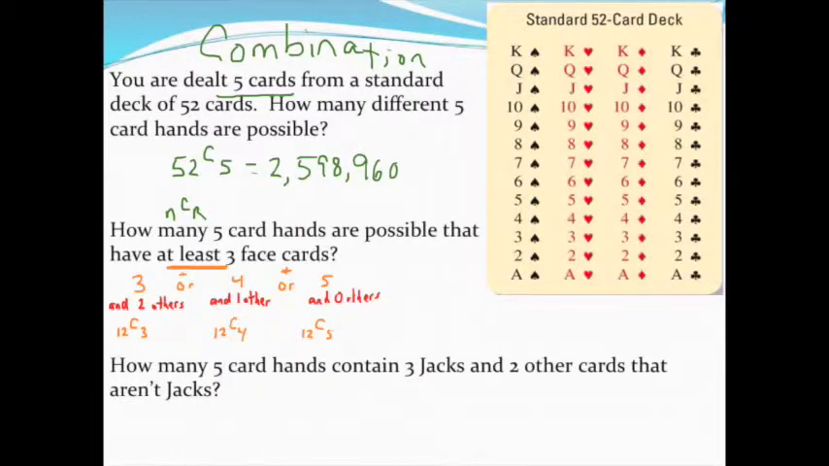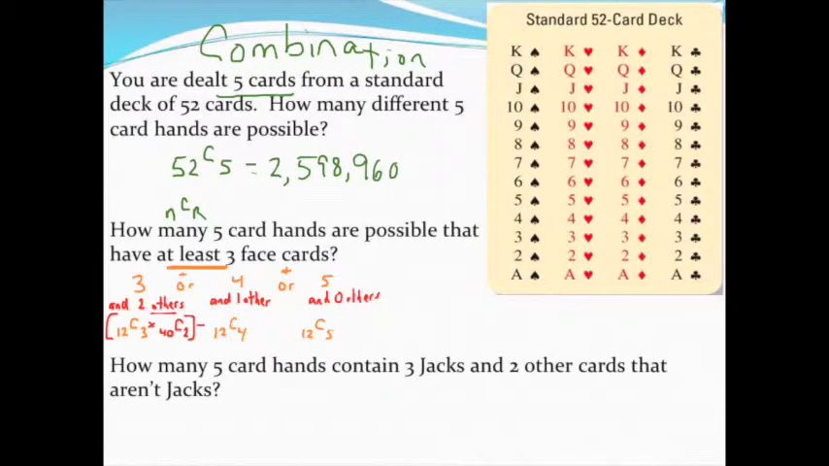Let's deal with the red part of this as well, the "and" the other part. The others are the non-face cards. If there are 12 face cards in the deck, that means there are 40 non-face cards, because there's 52 cards in a deck. So this would be 40C2. And those pieces are being multiplied together. I'll bracket this off: there's the different ways I can get 3 face cards and 2 other cards.